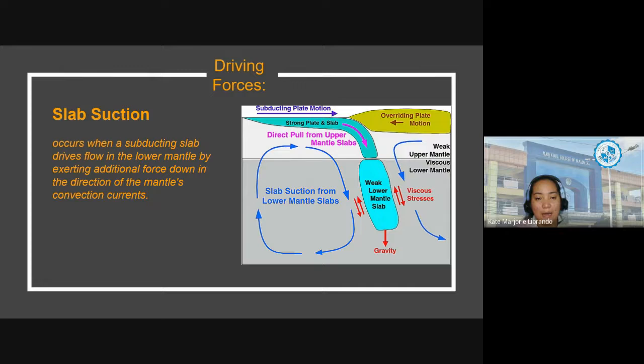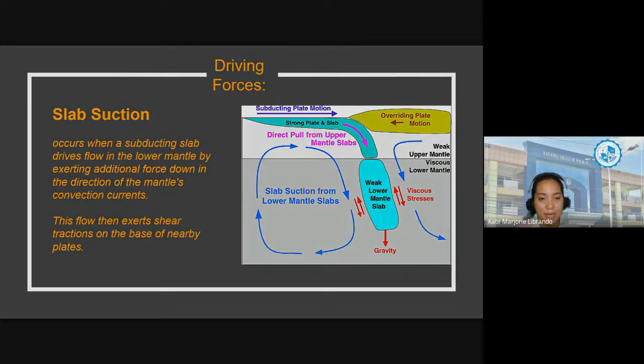Now this one, diba, as the plates move towards the mantle, there will be a slab suction from the lower mantle slabs that exerts additional force to drive the plate towards the mantle. Okay, that is a slab suction. Now this flow exerts shear tractions on the base of nearby plates.